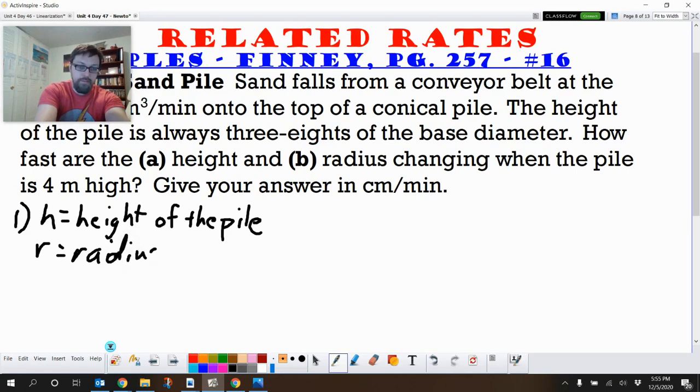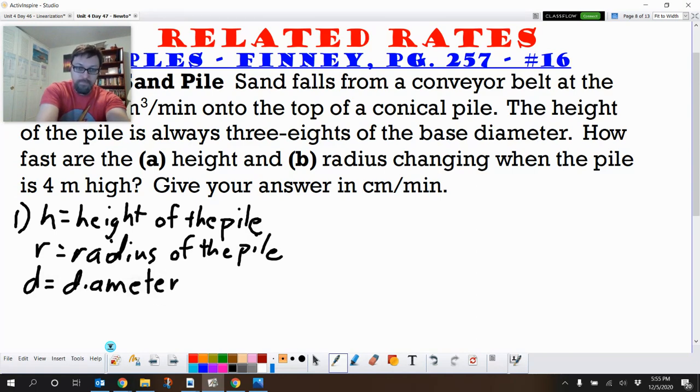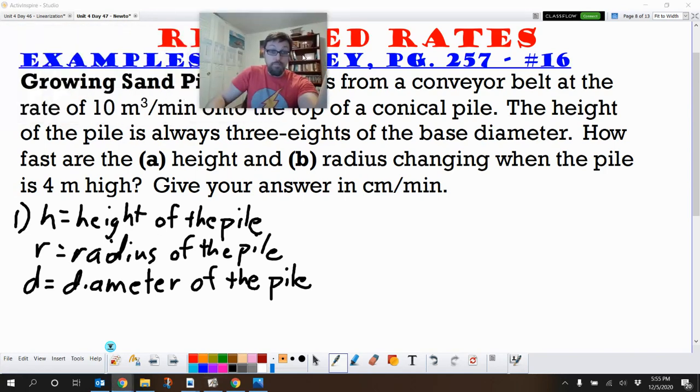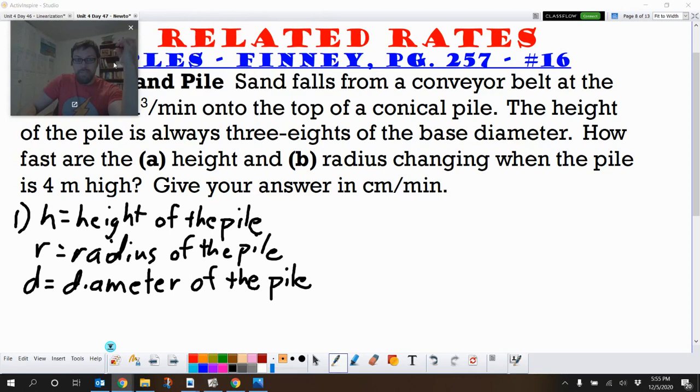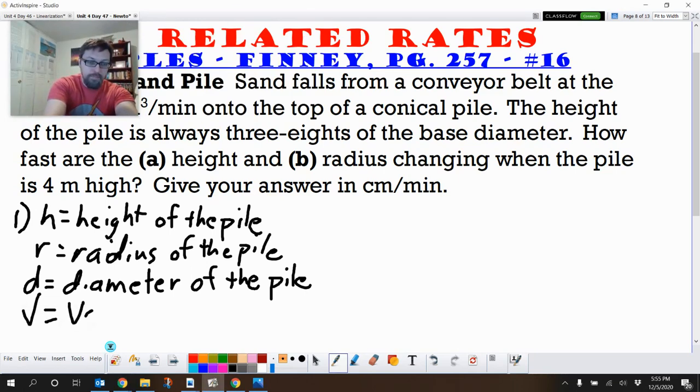If I can spell it right. We can still add on D for the diameter of the pile. I might need that. And they are also talking about the volume of the pile. We can see that because it's got that 10 cubic meters per minute. So that is probably involved too. So I'm going to use V for the volume of the pile.